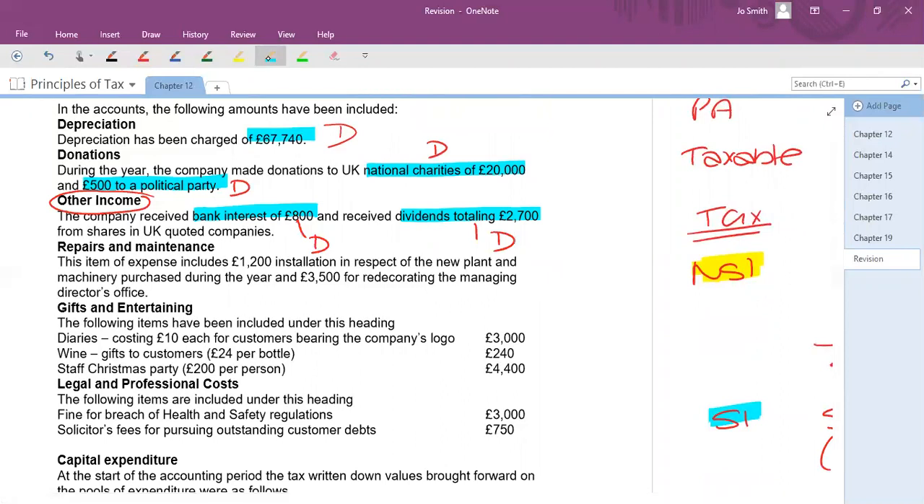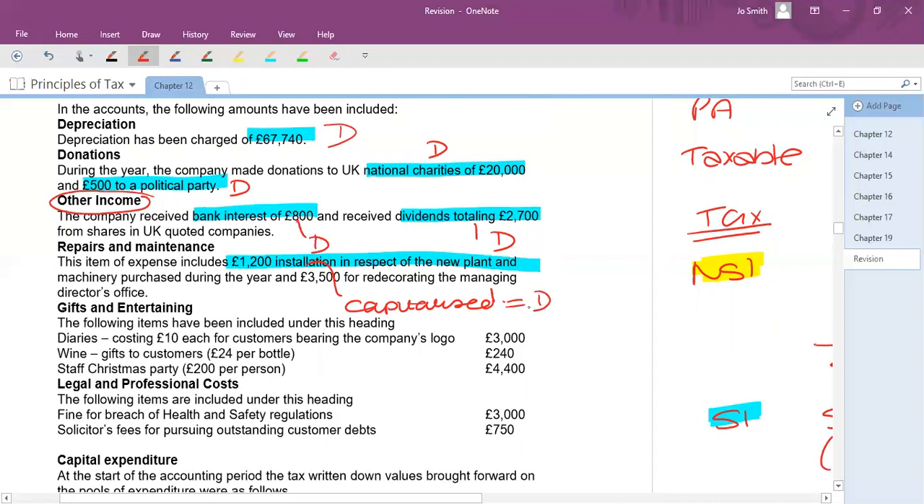For your repairs and maintenance, it includes 1,200 for installing some new plant that you bought during the year. So installation costs are capitalised. Now, I don't know if you remember this from your IAS 16. Under IAS 16, you capitalise the cost of the asset and anything to get the asset into working order. So things like installation, delivery costs will be capitalised. Anything that's capitalised, you've got to disallow, all right? Because you'll get capital allowances on that or depreciation accordingly, depending on which viewpoint you're looking at. Decorating is allowed, so that's fine.